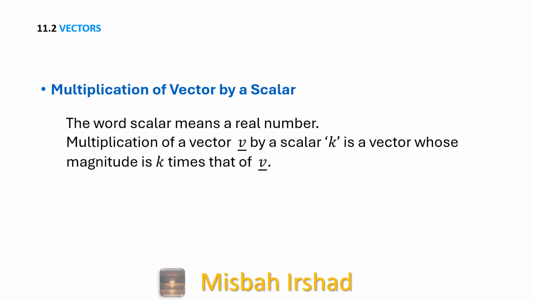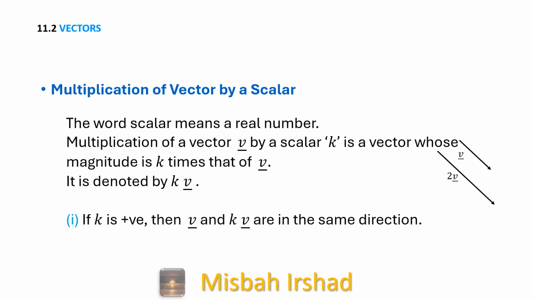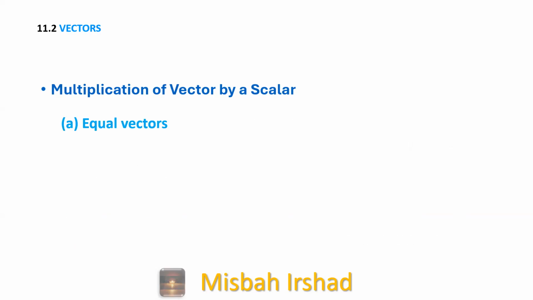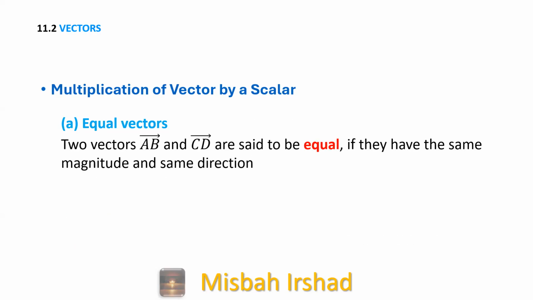If we multiply a vector by a scalar k, then the resulting vector has magnitude k times that of the vector v. So if we have a vector v and we multiply it with a scalar k, if k is positive, then it has the same direction as v. But if k is negative, then v and kv have opposite directions. Two vectors are said to be equal if they have the same magnitude and the same direction.